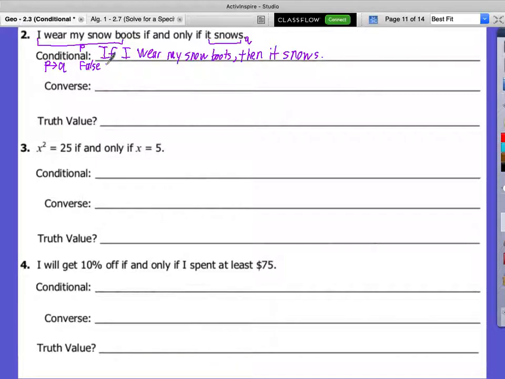Every day. Okay. So our converse goes in what order? Q then P. Thank you. So can somebody tell me what I'd write for this one? If it snows, very good.